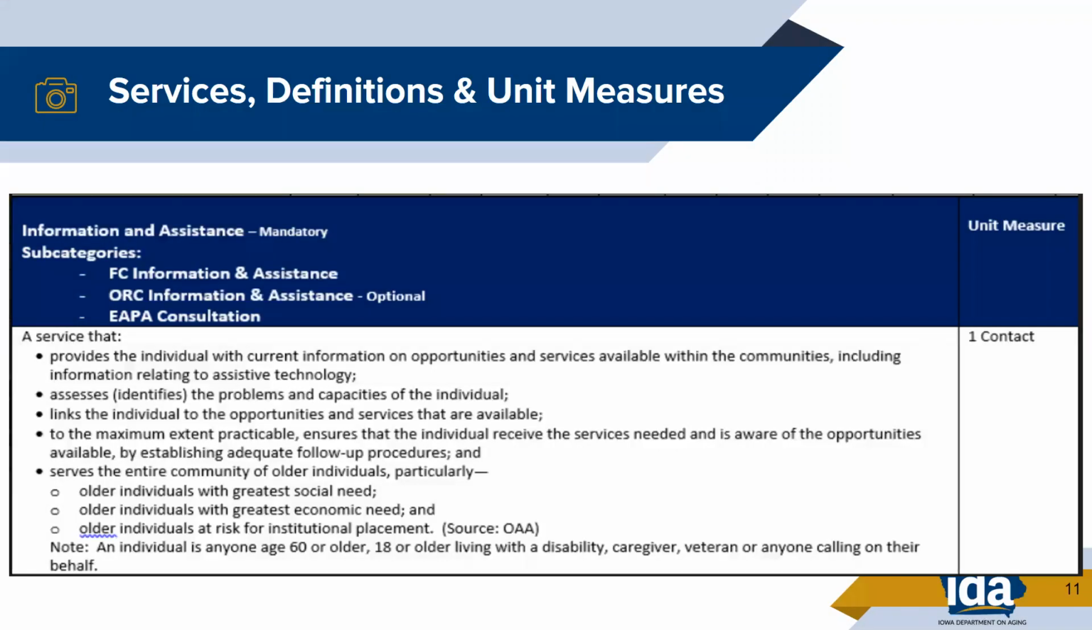And now we will transition to more specifics on information and assistance, its definition, and examples of what it is not. We will start with the service definition that is listed in the reporting manual, and this is taken straight from the Older Americans Act. It defines I&A as a service that provides the individual with current information on opportunities and services available within the communities, including information related to assistive technology.